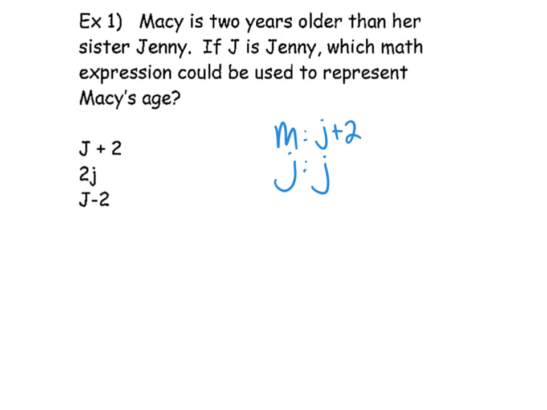Because Macy says to herself, whatever Jenny is, I'm 2 years older than her. That's why it's J plus 2. Jenny's age plus 2 is her sister. Macy was born first. Macy's older. So my answer is right here. Circle the top selection, because we're just picking which one's best right now. J plus 2, that's Macy.